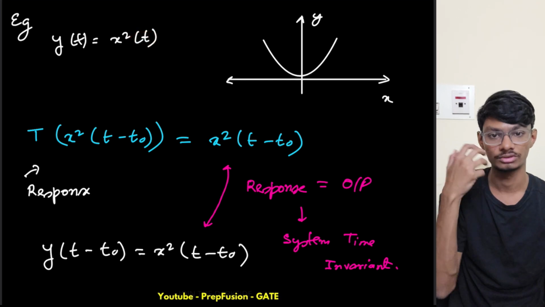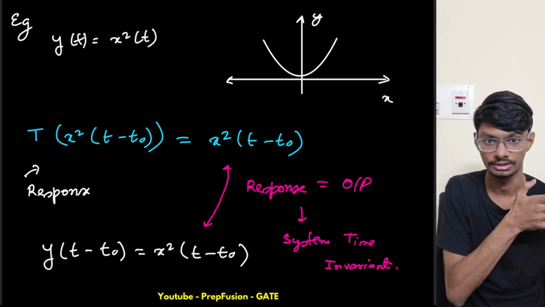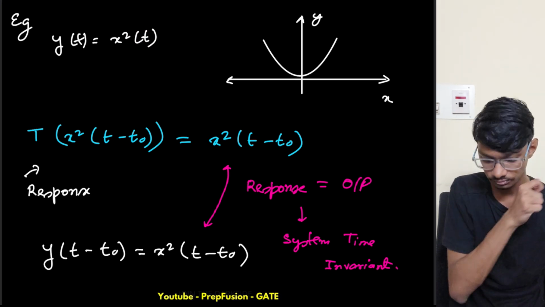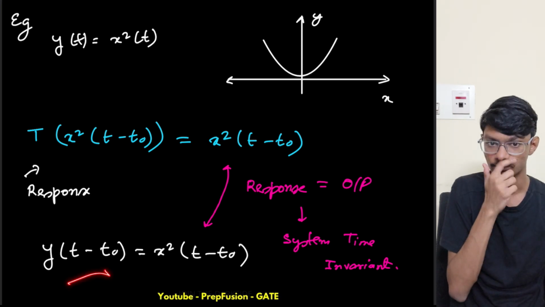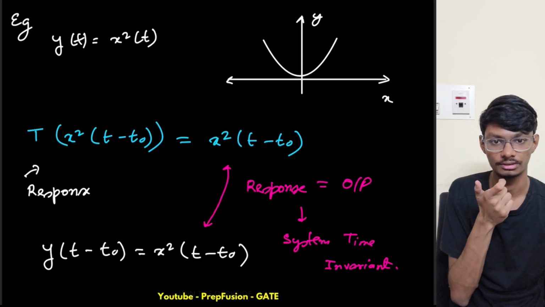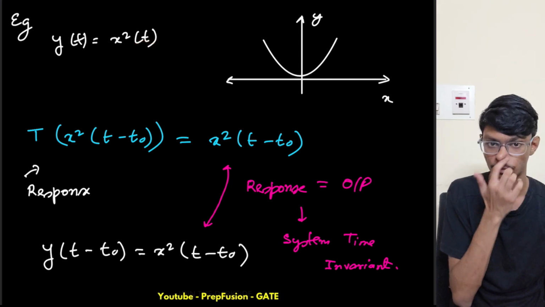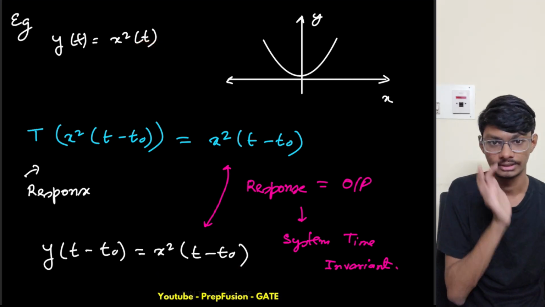If in this bracket it was t square, we'll do the t square in the next example. If we want to find that response, we'll do t square minus t naught only. But in the second case, if we replace t by t minus t naught, this will be t minus t naught whole square. So this will be that only.